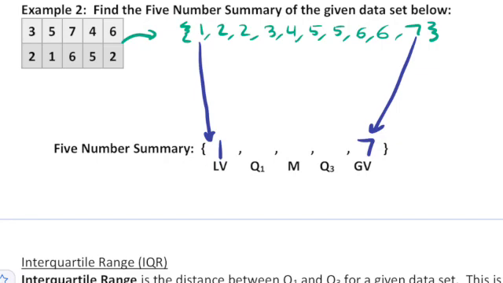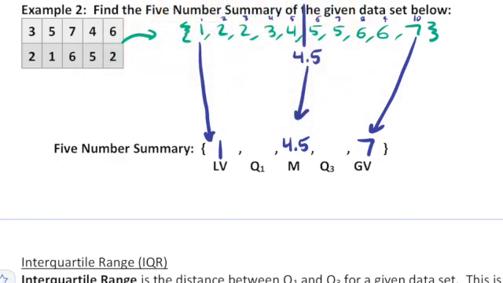Just like we did in our measure of center lesson, we're going to find the median, counting to the middle. Since there's 10 data values, our median is going to be between the 5th and 6th data value. Since these values are 4 and 5, our median will be 4.5. And we'll put that down here in our 5-number summary.